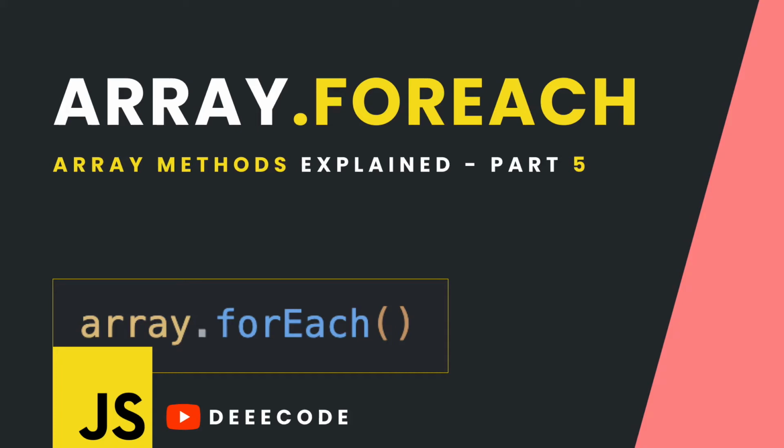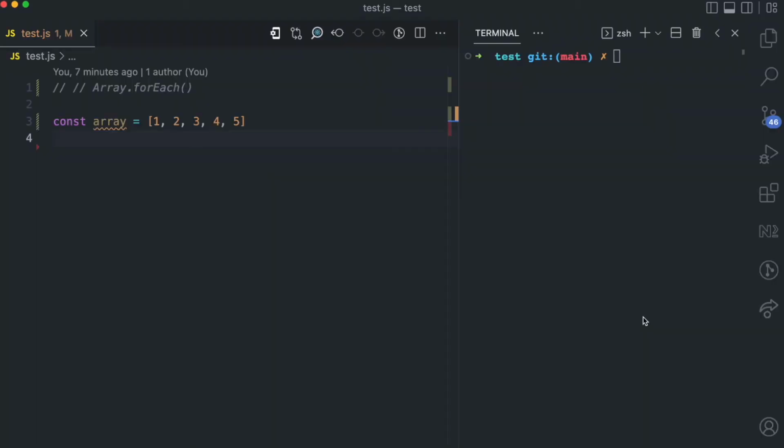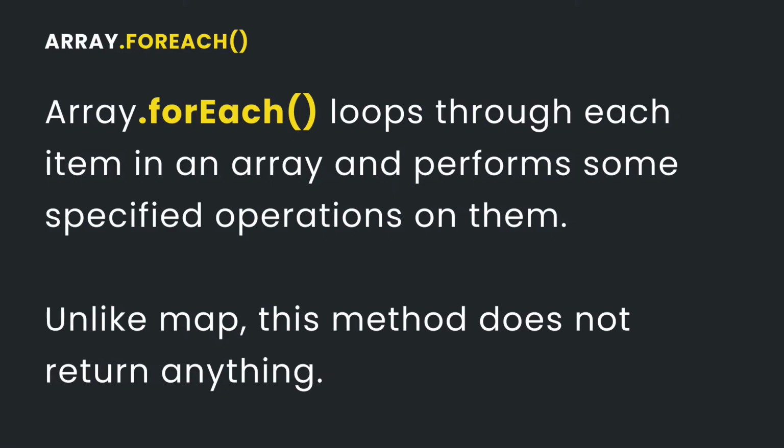In this video, the fifth part of my array methods explained series, I'll be explaining the forEach method. The forEach method is actually similar to the map method. It loops through each item in an array and performs some specified operations on each item. But unlike the map method, this method does not return anything.